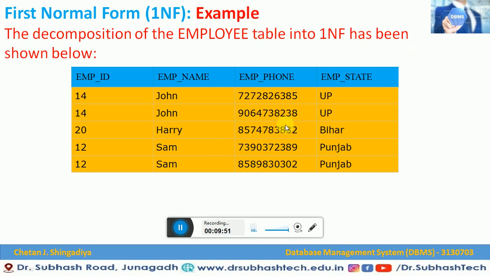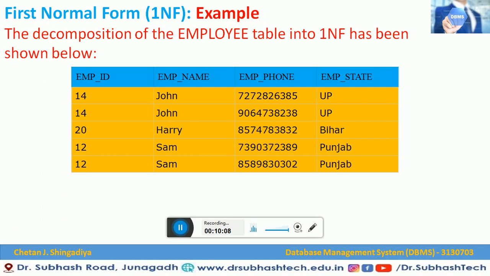So this is very simple. Once again, let me clarify the meaning of first normal form. A relation is in first normal form if it does not contain a multi-valued attribute or a composite attribute or any combination of them.